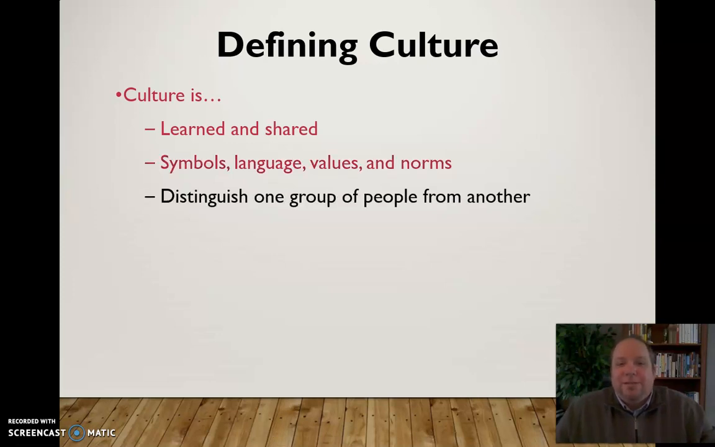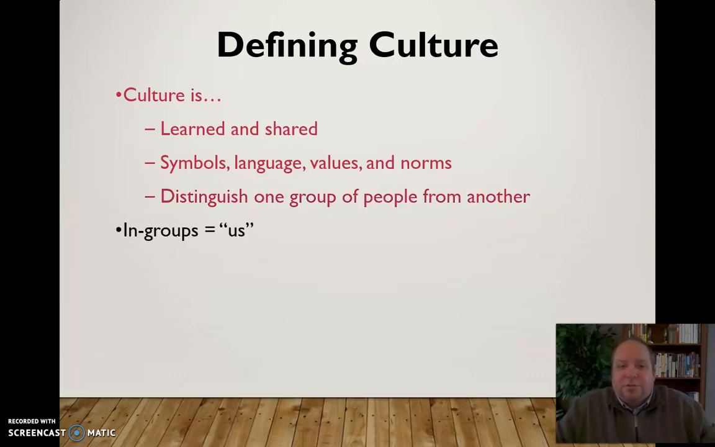Culture is also how we distinguish one group of people from another. We talk about culture on a large scale, like countries, but you can also see culture if you walk into any high school cafeteria. You'd be able to tell groups: the jocks over here and the band geeks over here and the nerds over there, however culture is defined these days in high schools and middle schools. So culture exists all over the place. It's not just different countries, but culture exists within any community. Anywhere you have groups of people that are distinguishable from one another, you're going to have culture.